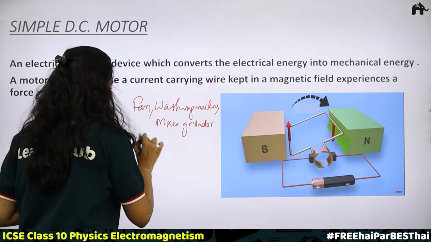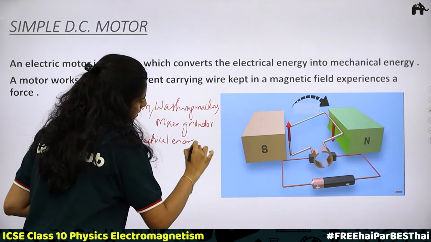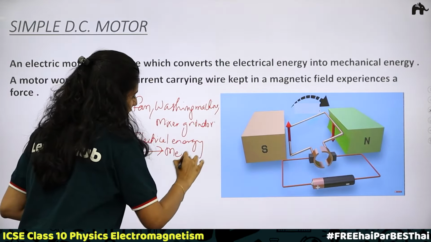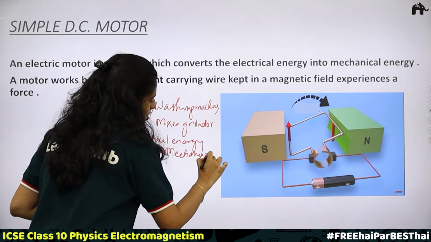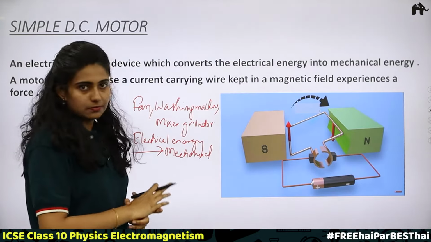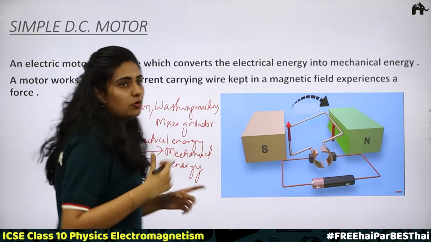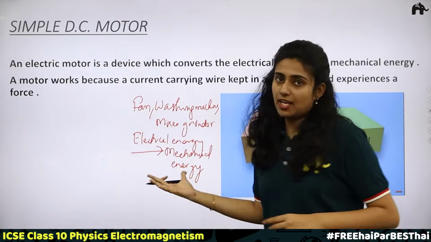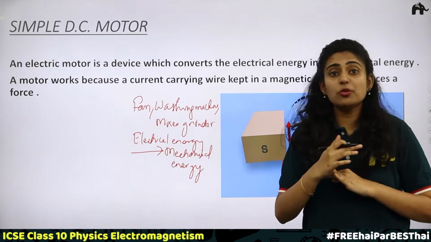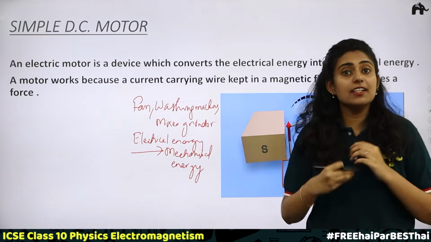Here what is happening? The electrical energy is getting converted into rotational energy or mechanical energy. This mechanical energy helps the blades to rotate and the mixer grinder to work. Now we have to study the principle behind this. We have studied Fleming's left hand rule. We know how to find the magnitude of force. According to Fleming's left hand rule, we can find the direction of force.